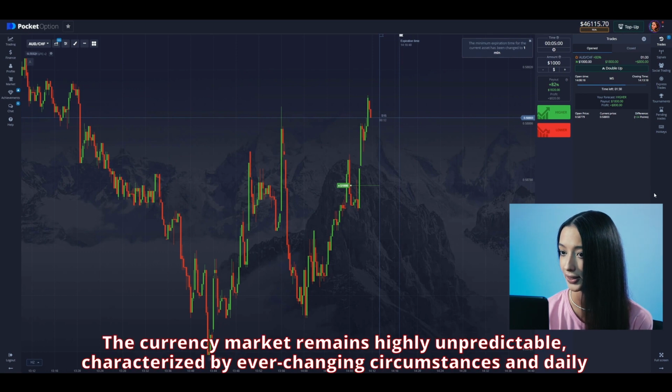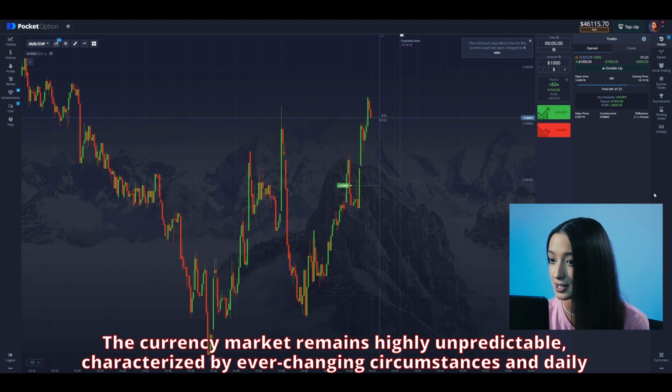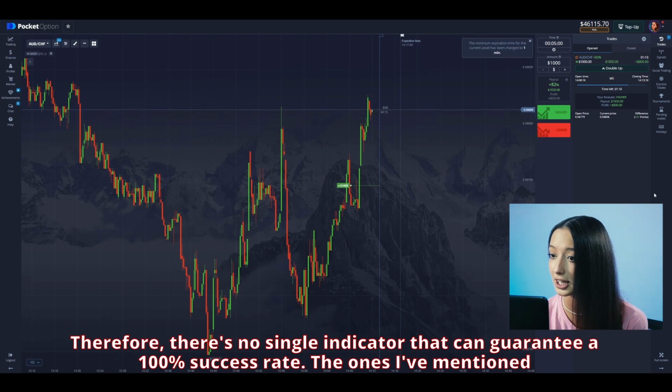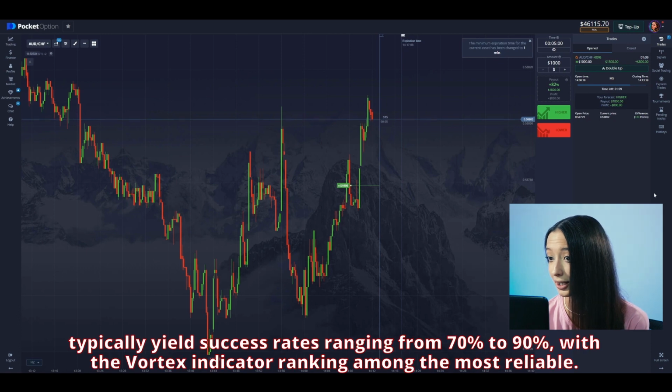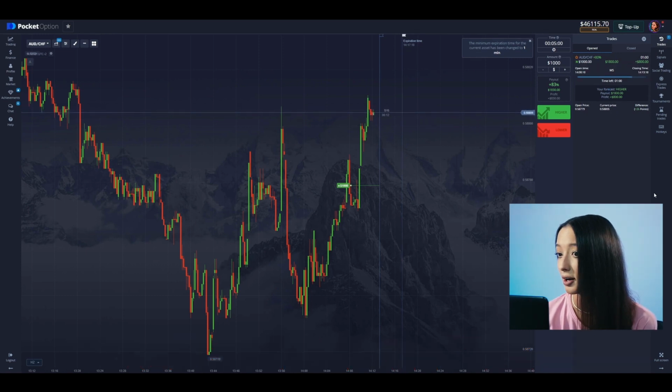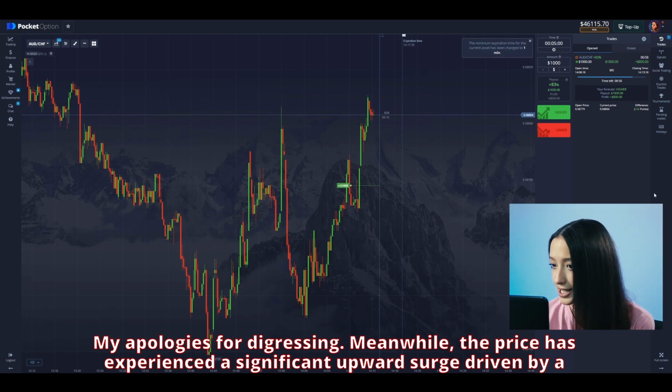The currency market remains highly unpredictable, characterized by ever-changing circumstances and daily news events. Therefore, there is no indicator that can guarantee a 100% success rate. The ones I mentioned typically yield a success rate ranging from 70% to 90%, with the Vortex indicator ranking among the most reliable. My apologies for the interruption.